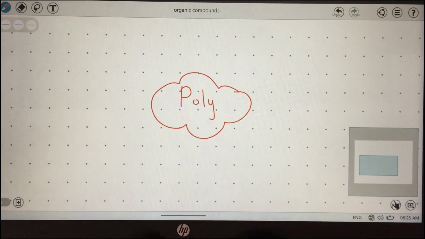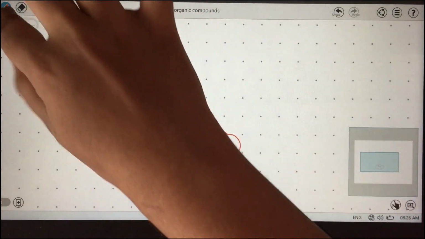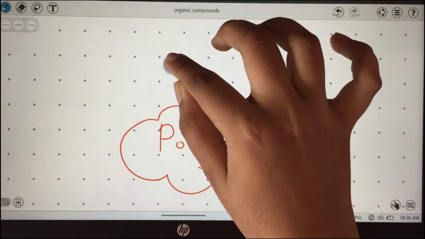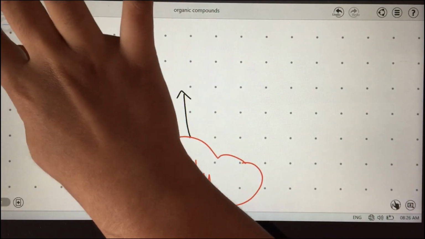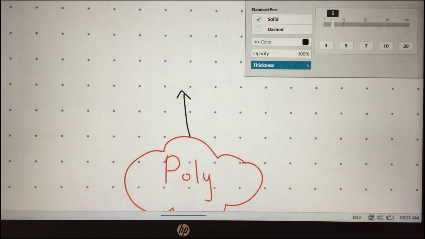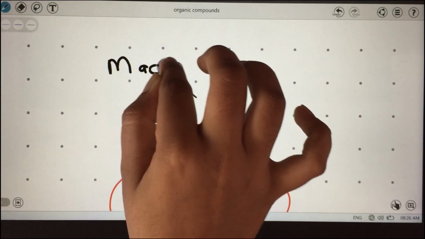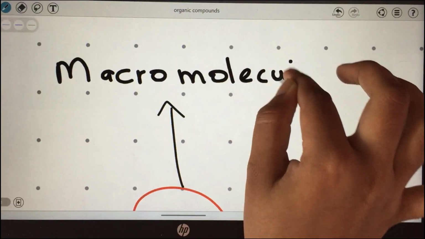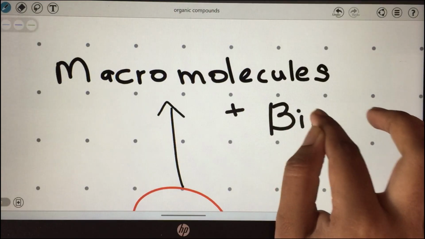Okay, so now under polysaccharides you have to know about the composition and everything. First of all, there's a simple unique feature about polysaccharides. What is that feature? Firstly, they say that they are macromolecules and biopolymers. So these two terms are very important, macromolecules and biopolymers.